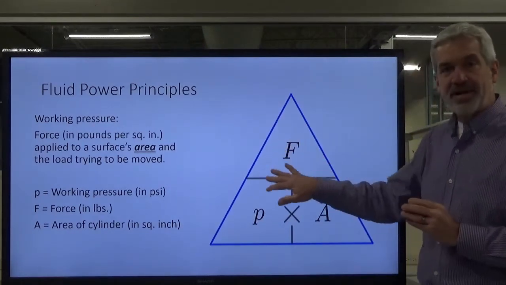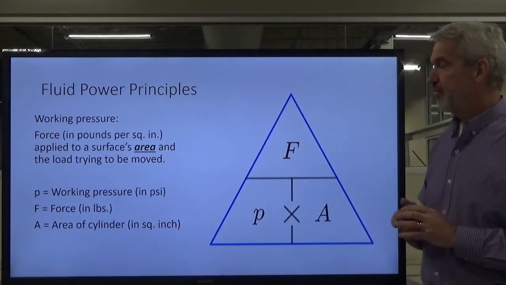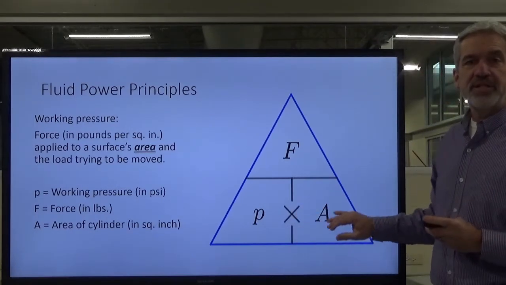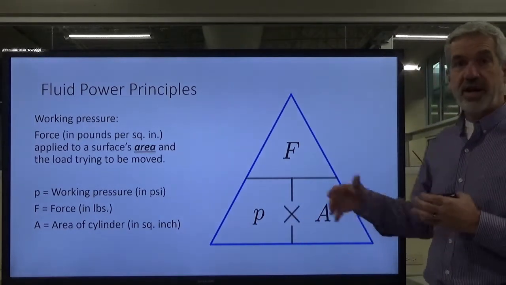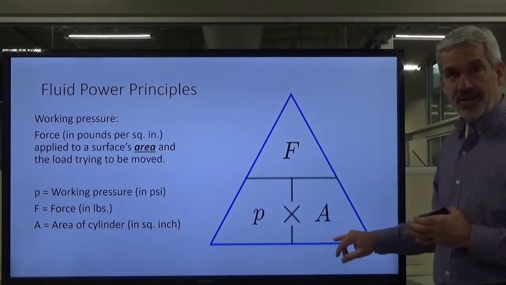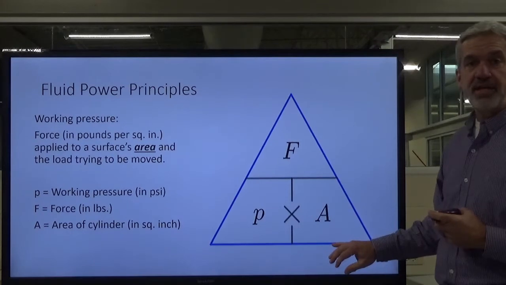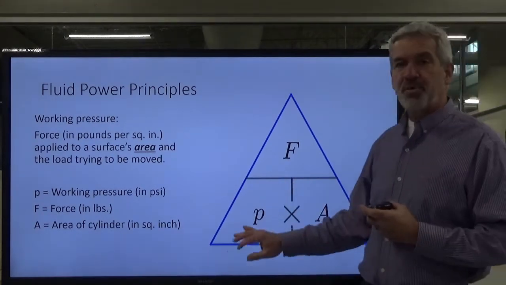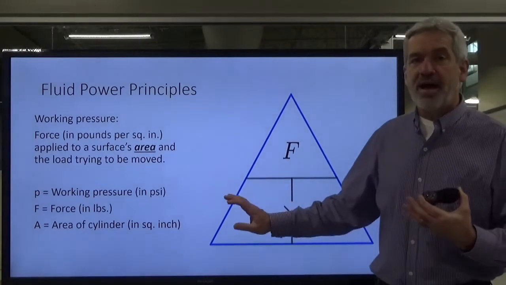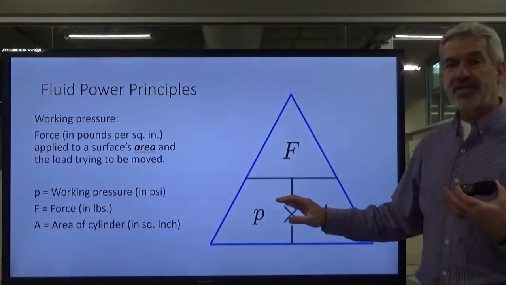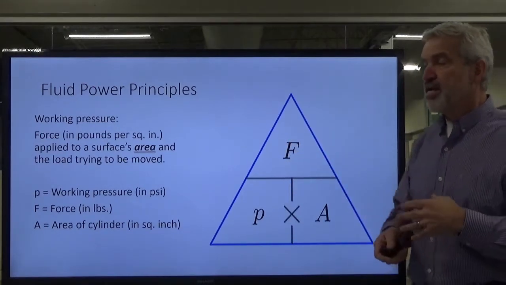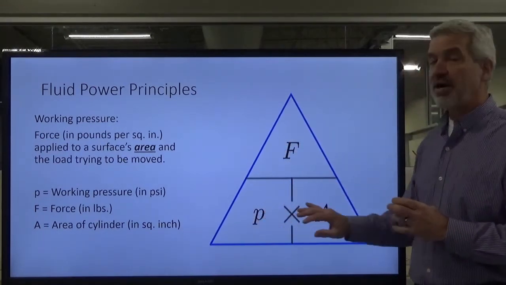Okay, that's the amount of force that we need. That's what we're trying to move. And then the area is the area of the cylinder that you just calculated a few slides back. We just figured out the pi r squared, the area of the cylinder. And then the pressure: how much pressure we're going to need if we have a cylinder this size to move a force of whatever it is we're trying to move. So these are the three components of this triangle, and they all work together.